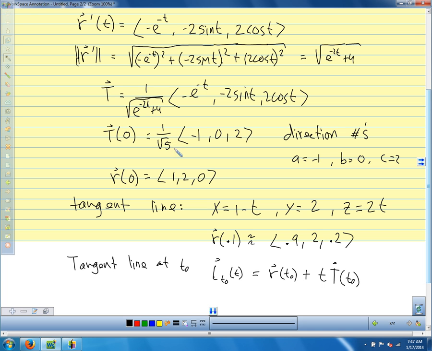So I could have kept this 1 over square root of 5 in here. This gives me my direction numbers, and I multiply that by t. So I can use this as the equation of the tangent line at a particular point. R of t0 plus t times the unit tangent vector at t0. And that would give me a vector equation for my tangent line. So I just want to make a connection between what we've done with lines before and this unit tangent vector.